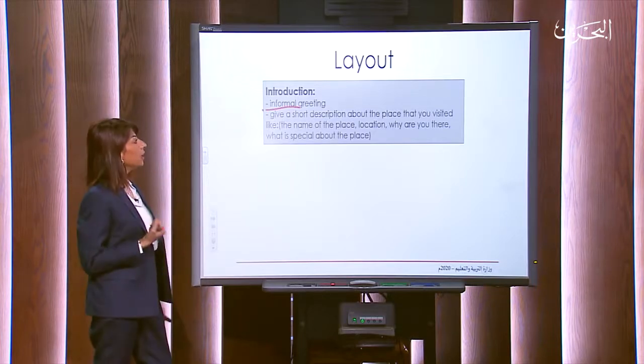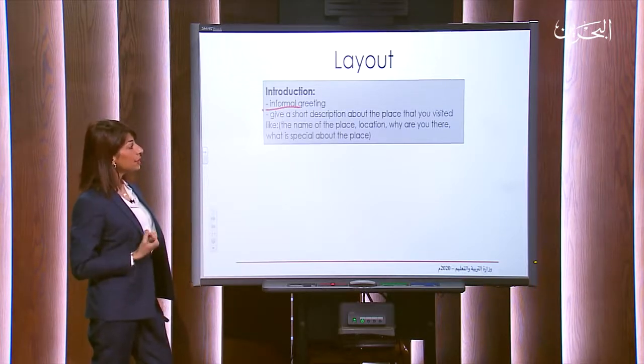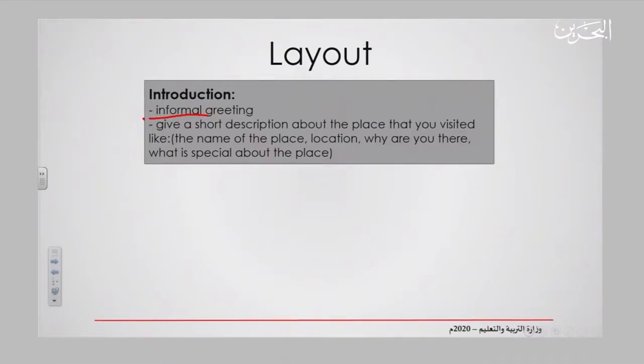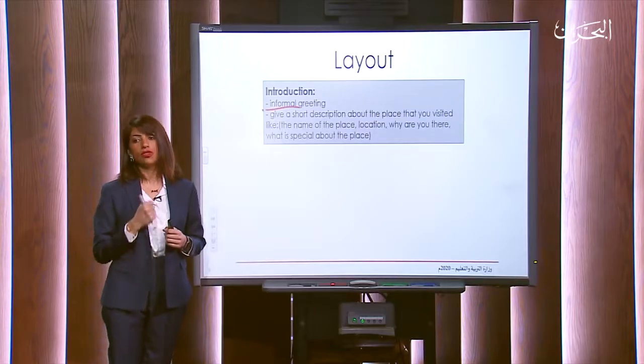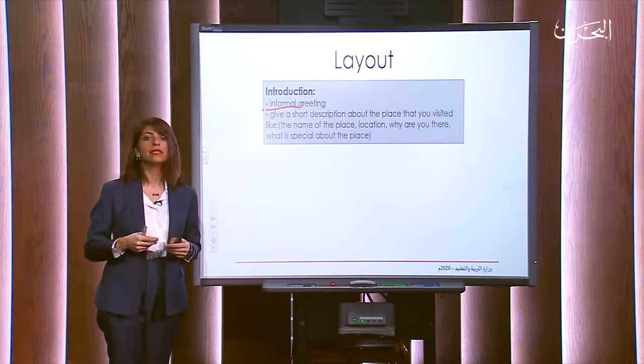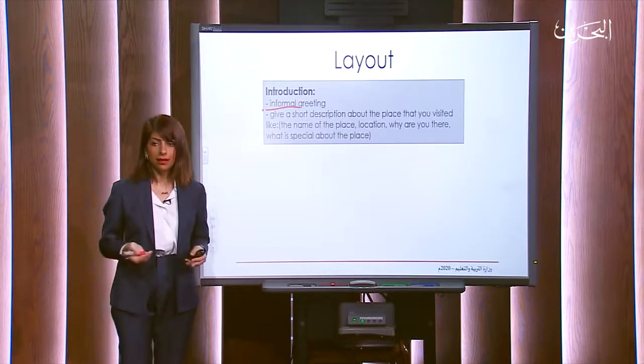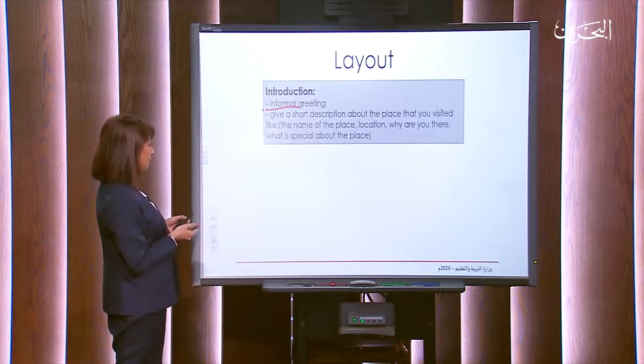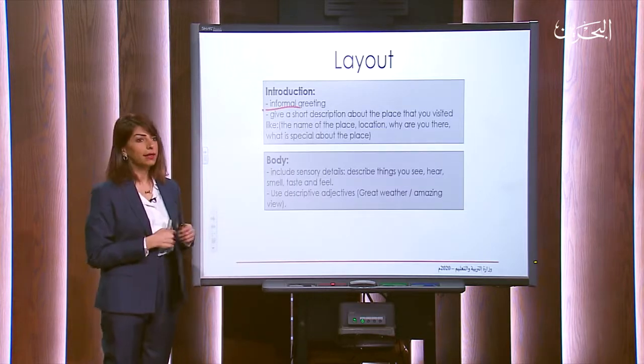Number 2, you need to give a short description about the place that you visited, like the name of the place, the location, why are you there? Did you visit this place for a weekend trip? Are you there for a business trip? Just mention the purpose and tell me what is special about the place. For example, give me a descriptive adjective. It's wonderful. It's amazing. Let's move to the second paragraph, which is the body.